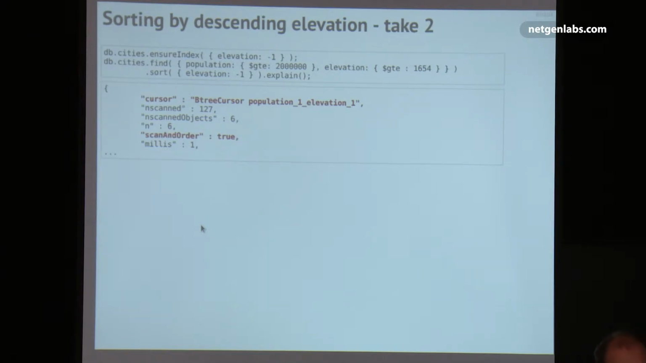Now, what happens if we just create another index? We create an index that is also an index on elevation sorted descendingly. And then when we do the sort, you'll see the elevation -1 sorted descendingly. And you still see that the full key is used for this. You see that population and elevation is being used. Scan and order is still true as well. Anybody want to guess why this is?